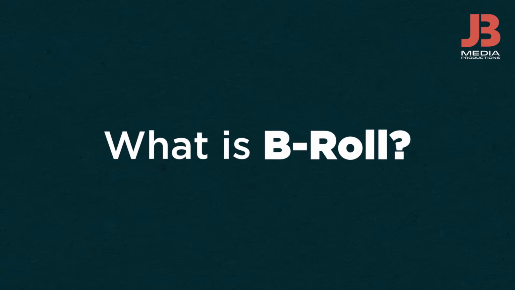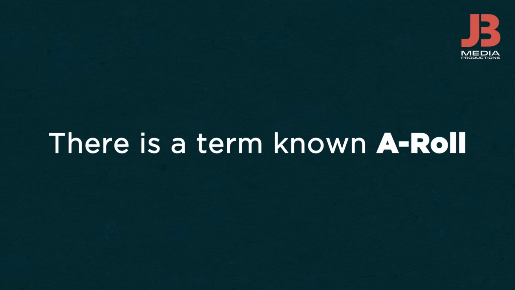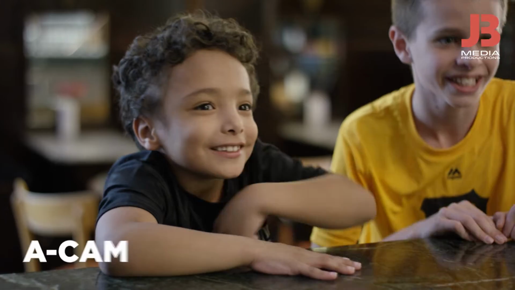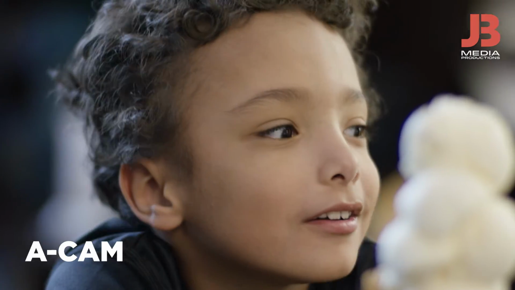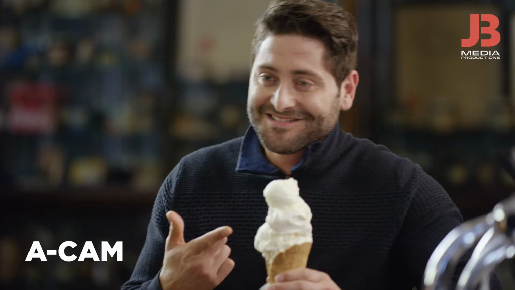What is B-roll? B-roll refers to the supplemental footage that is necessary to support the primary footage. There is a term known as A-roll. Though it is almost no longer used in production, it originally referred to the footage from the primary camera, which is normally called camera A. In narrative filmmaking, that footage is of the main story. For many documentary and corporate productions, it is an interview.